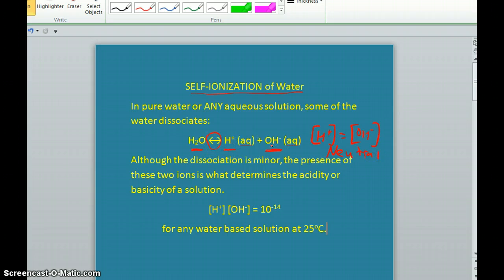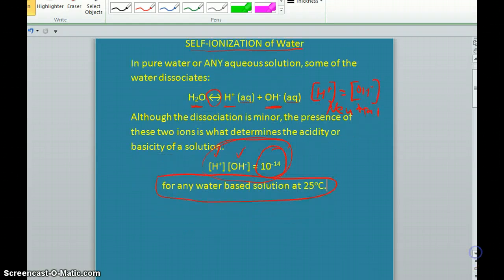Now, another important fact to remember always is for any water-based solution at 25 degrees C, the product of these two ion concentrations is always going to equal 10 to the negative 14th. That's a critical understanding, because if you know the proton concentration in the solution, you'll be able to calculate the hydroxide concentration, and vice versa. If you know either concentration, you can find the other by virtue of this simple relationship.